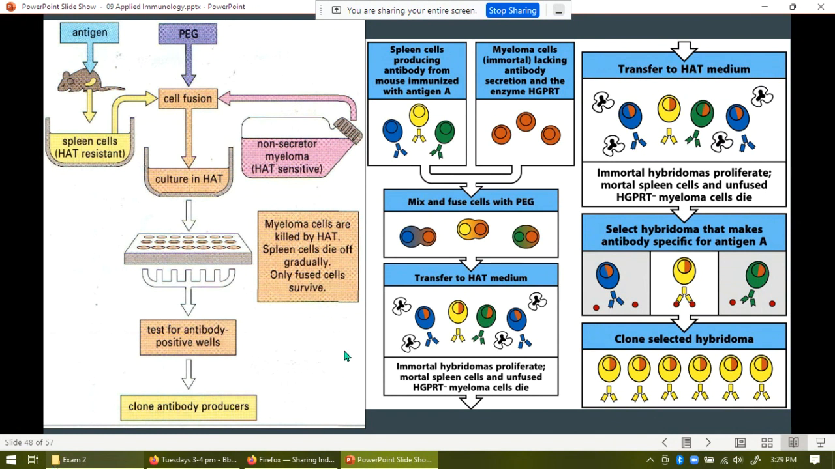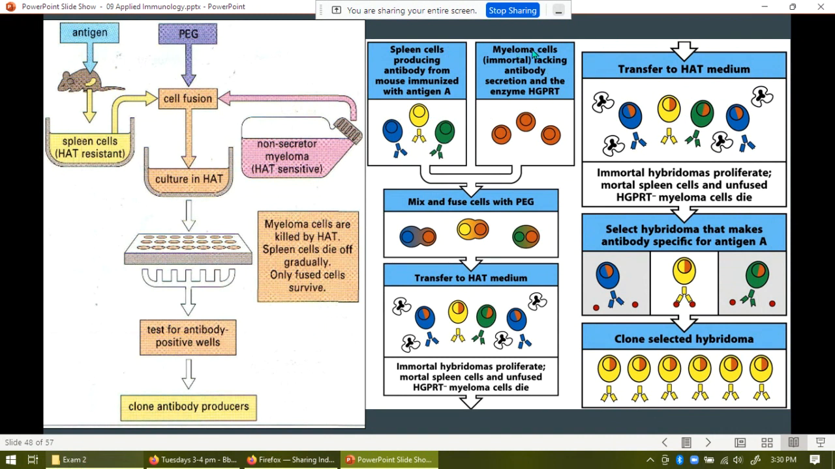This is literally what they do to make these things. They literally make these myeloma cells, these hybridomas. And then there's the Janeway figure here as well. So the spleen cells are producing antibody from the mouse immunized with antigen A. But spleen cells are polyclonal. Each cell makes a different antibody. You're only interested in this yellow one because this yellow one makes antibody for the antigen. But you don't know which of them are making your antibody yet.